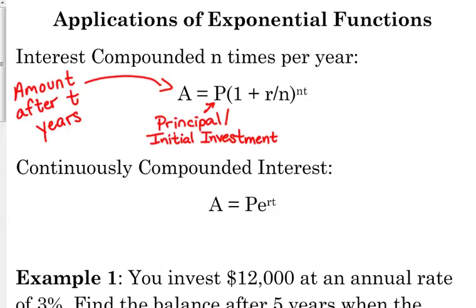Okay, let's see here. R is your rate. Something that you have to remember with the rate is you have to convert the percent to decimal form. It may already be a decimal, but you've got to convert it to decimal form. So remember, how do you convert a percent to a decimal? Move it two places to the left. Okay, two places to the left. Percent to decimal form. N is the number of times per year.